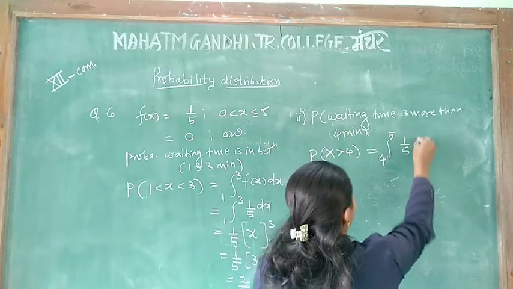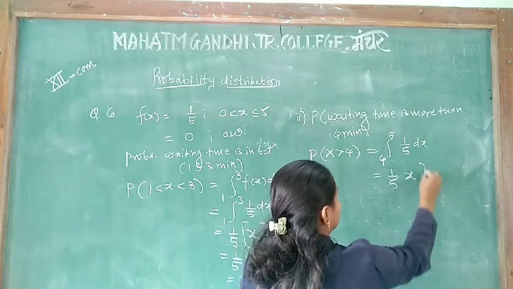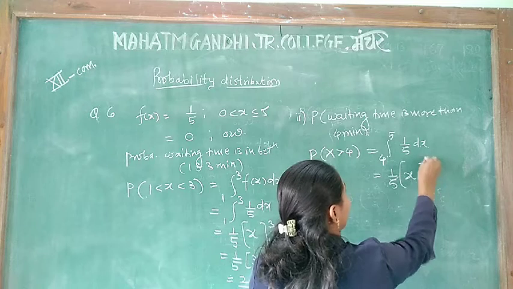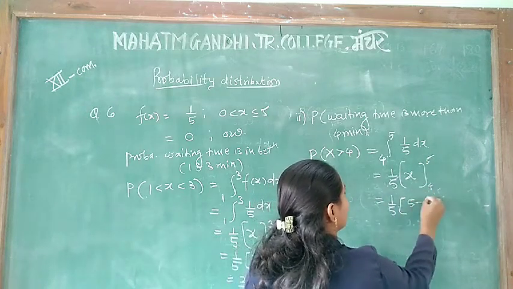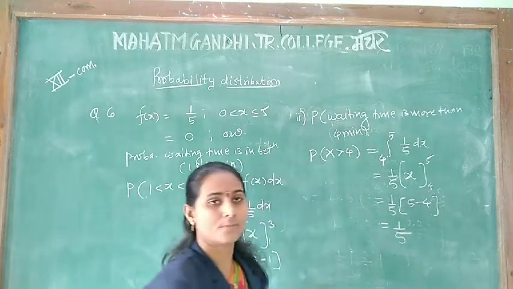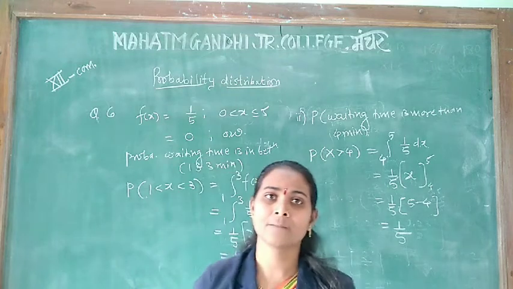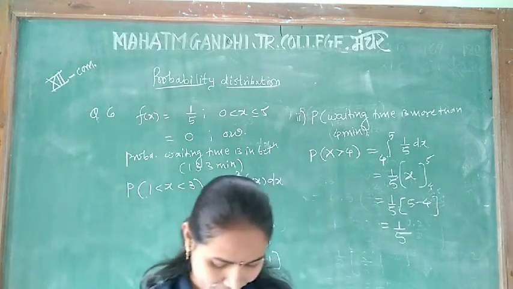1 by 5 dx, which is constant. Integration of dx is x and limit is 4 to 5. So first 1 by 5 as it is. Upper limit is 5 minus 4, that is 1 upon 5. Hence the probability that the waiting time is more than 4 minutes is 1 upon 5.